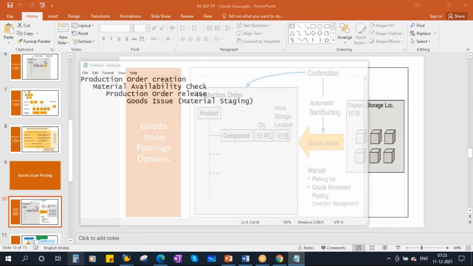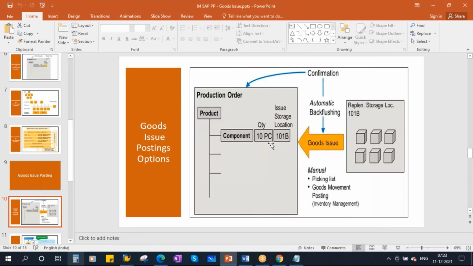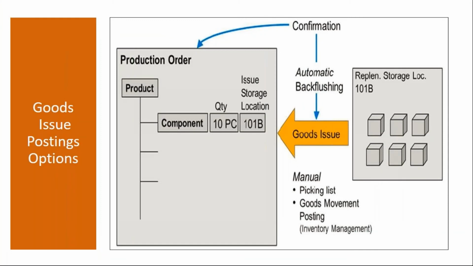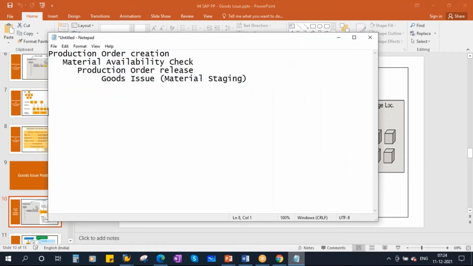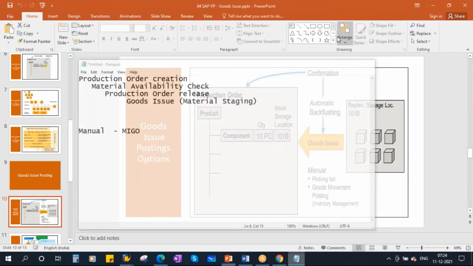Now we will see various methods of doing the goods issue posting. One is you can do manual posting, and you can do automatic backflushing during the production order confirmation. We have various methods: manual activity and automatic goods issue. Both can be done. This is the goods issue activity. First, we'll start with manual. Normally the most widely used T code is MIGO. So let's do that, MIGO.